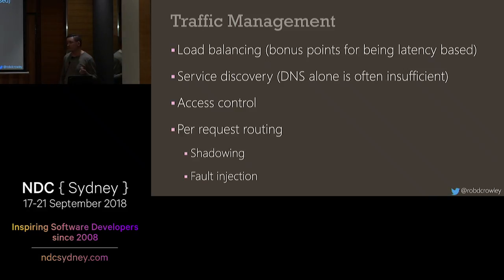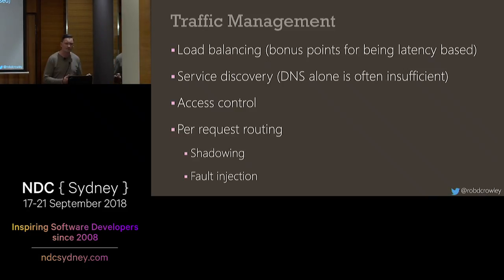We have service discovery. Maybe DNS would have been sufficient before, but now we have systems that are spread geographically. We have to deal with multiple environments. We want to do advanced things like canary releases. Suddenly DNS isn't sufficient anymore. We have access control, so who can actually call this service? Who is it for? We then have concerns around per-request routing. Do we want to apply any overrides there? Do we want to do chaos engineering, so inject faults? Or do we want to shadow traffic? When we start digging into traffic management, there's quite a bit there.